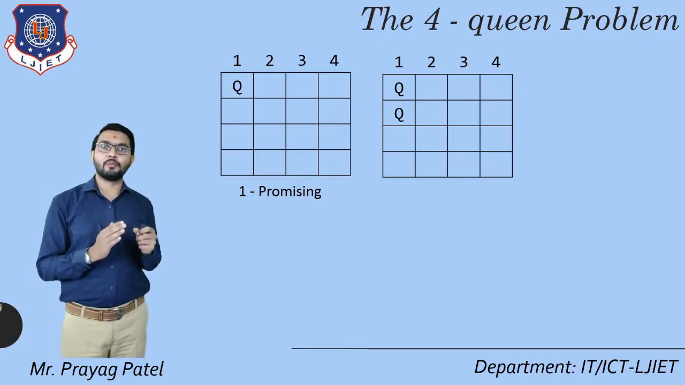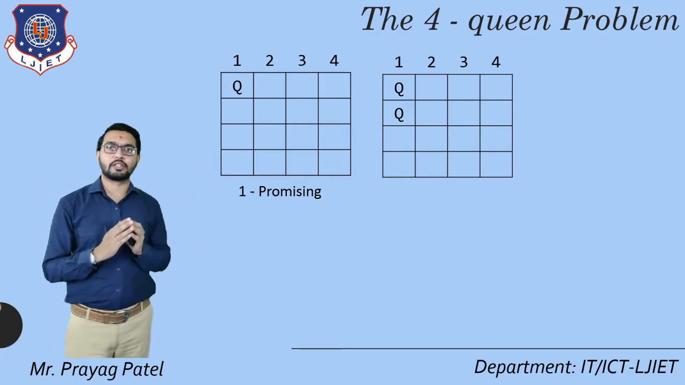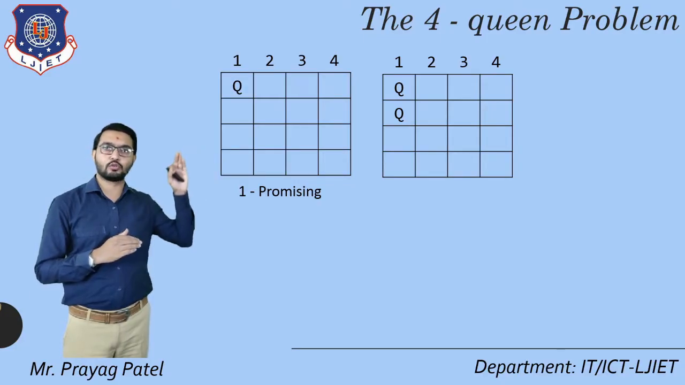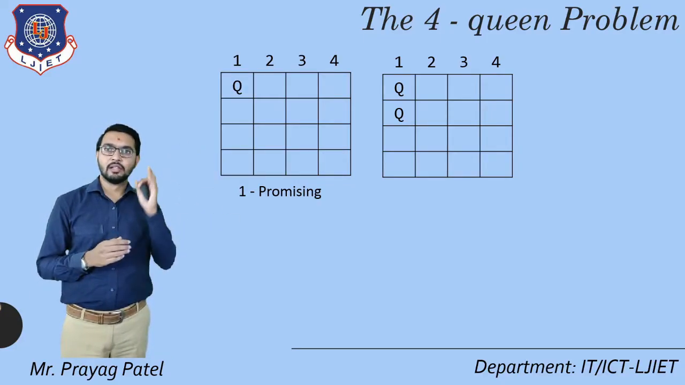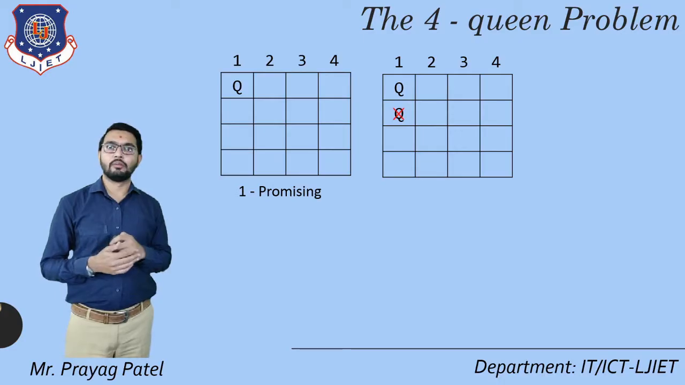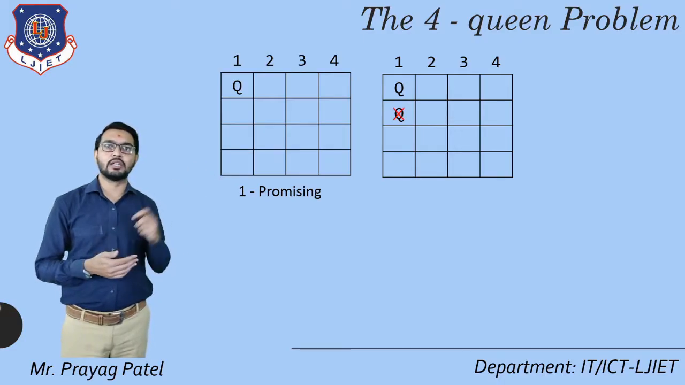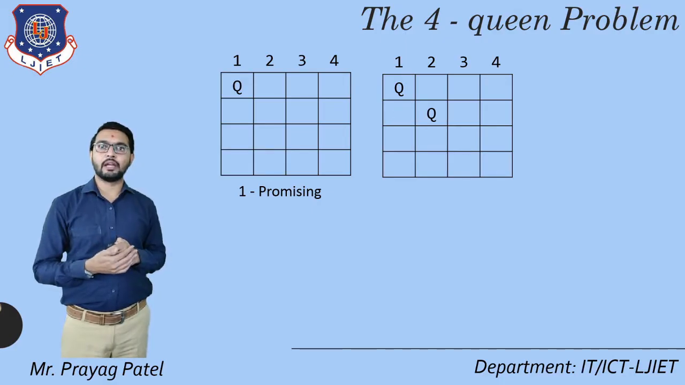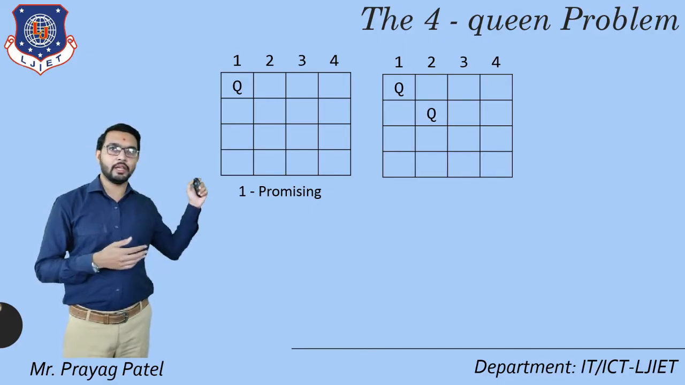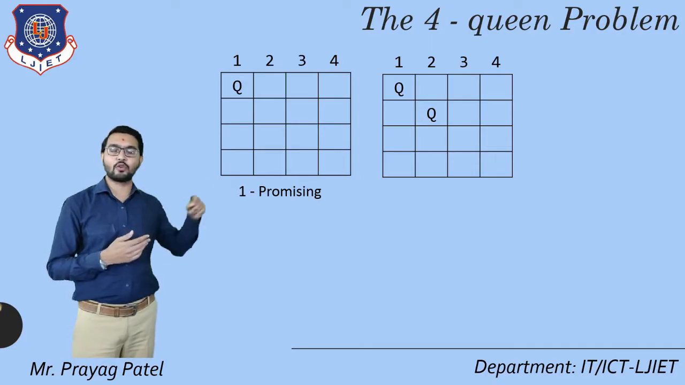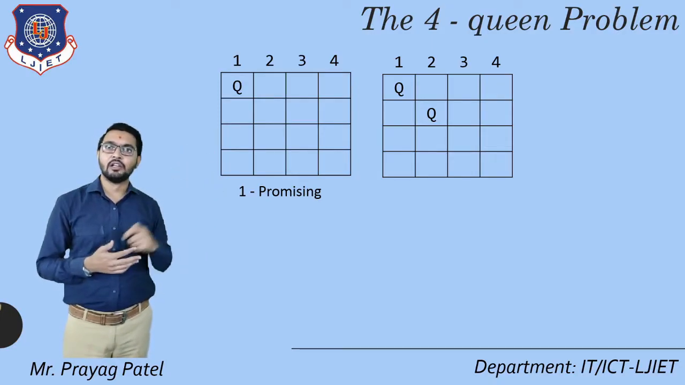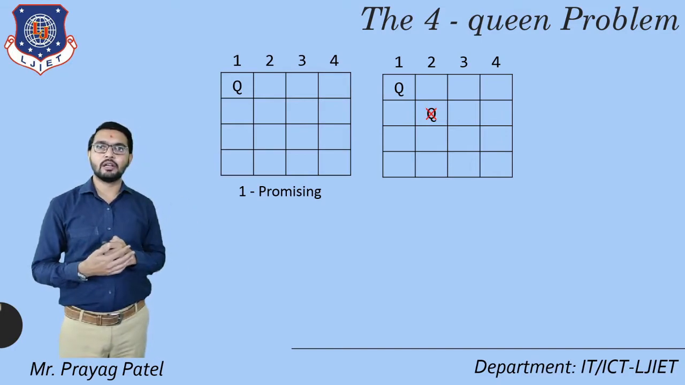For example, if we put the queen at the first location of the second row, this position is in the same column. So do not put a queen here. Now consider the next location, row number 2 and column number 2. Here this location is also on the diagonal of the first queen. So these two queens attack each other. So location 2 2 is not possible.